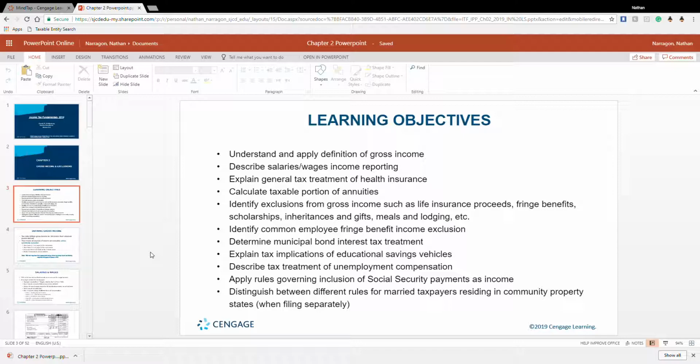Identify common employee fringe benefits. Determine municipal bonds interest tax treatments. Explain tax implications when it comes to the education saving vehicles. Describe tax treatments of unemployment compensation. Again, apply the rules governing Social Security payments, that one's a fun one. And distinguish between different rules for married taxpayers residing in community property states, which is basically our state. Our state is a community property.